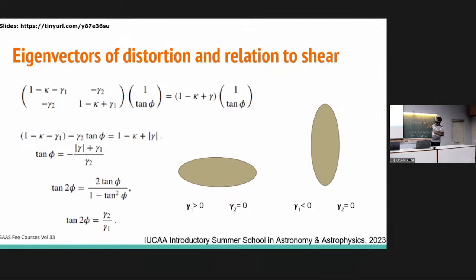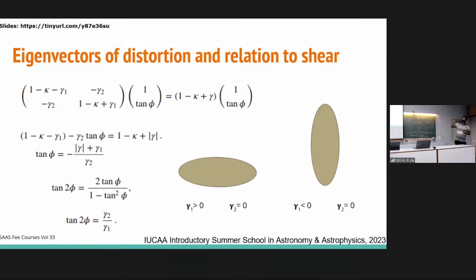So you take this equation, you get a tan phi. You go from tan phi to tan 2 phi using the normal relation that you are used to in geometry, and you can show that this tan 2 phi is gamma 2 divided by gamma 1. Which means that if I tell you gamma 1 and gamma 2, you can tell me exactly at what angle a circular galaxy's shape or image will appear.